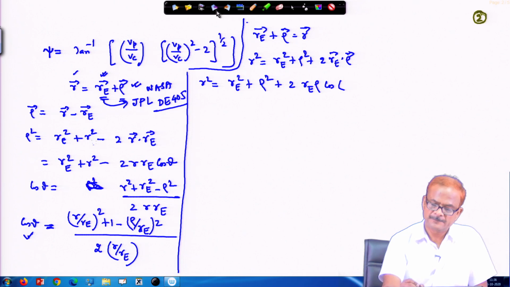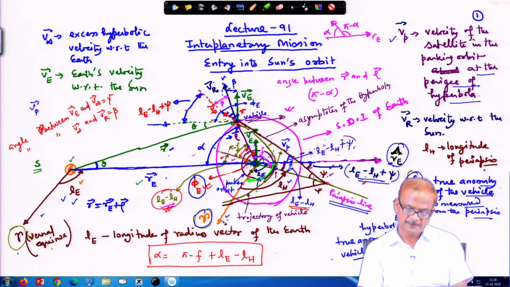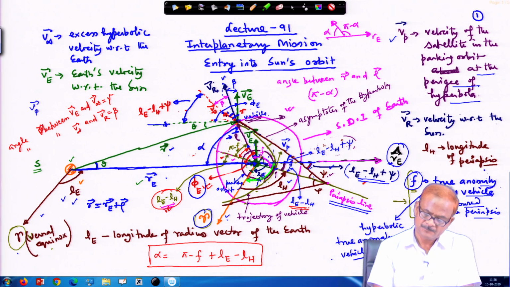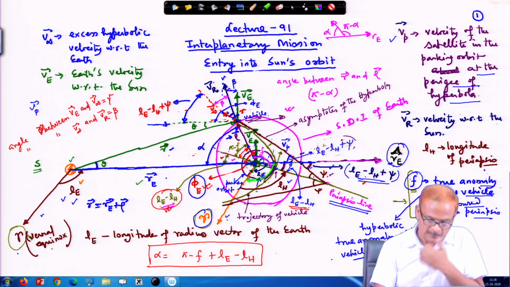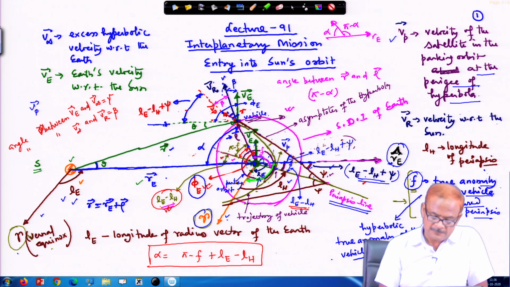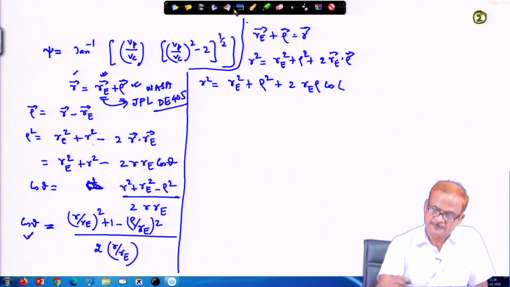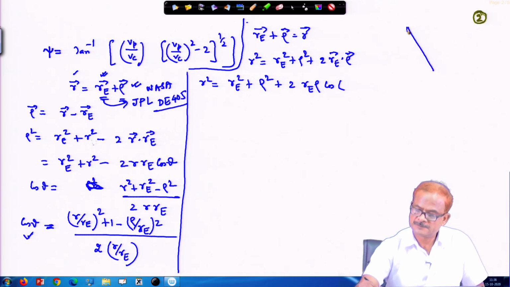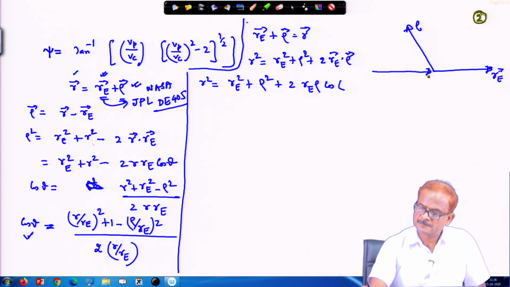Okay. The angle between Re and rho. Now we see here, I will draw the figure in this place. This is your rho vector and the Re vector is going here in this direction, and so this is Re cap. Okay, and Re is coming from the sun till the earth. The earth is located here.